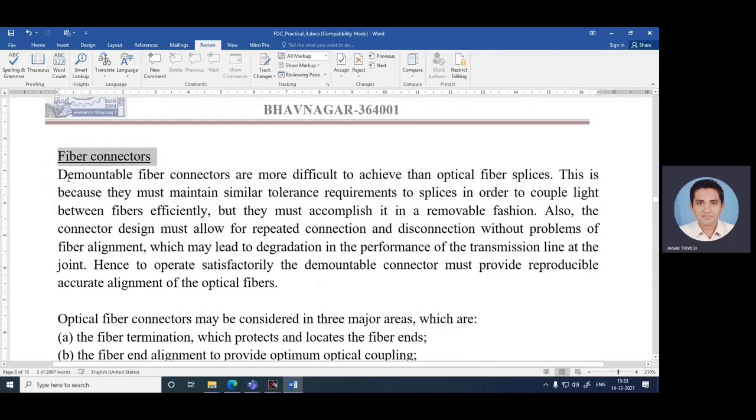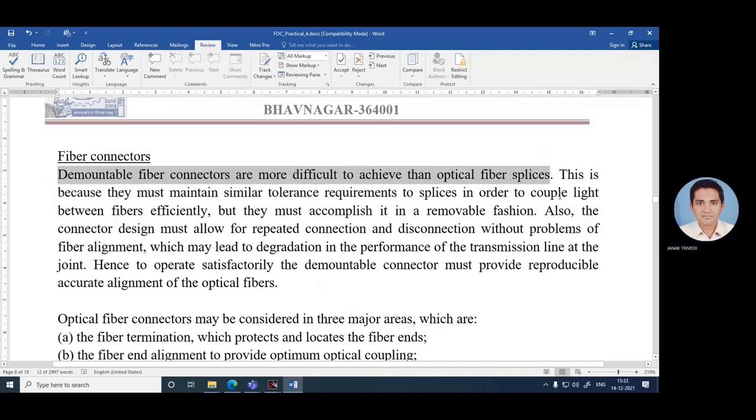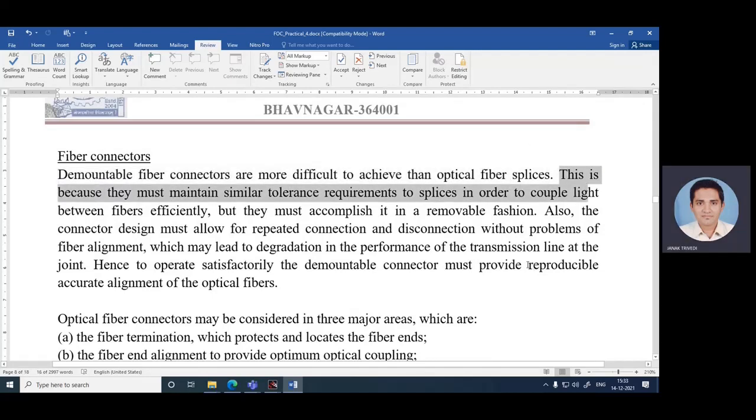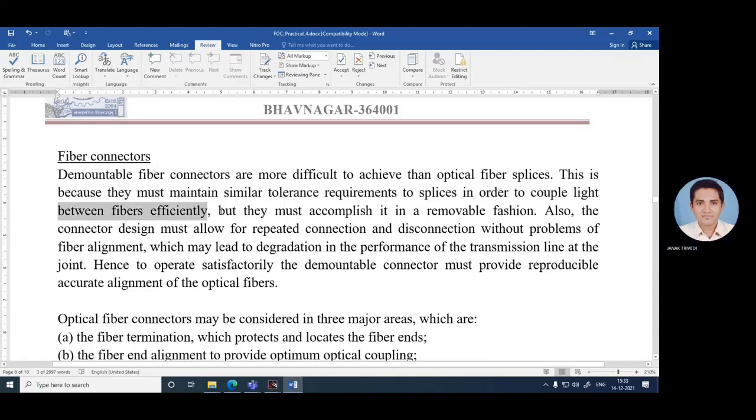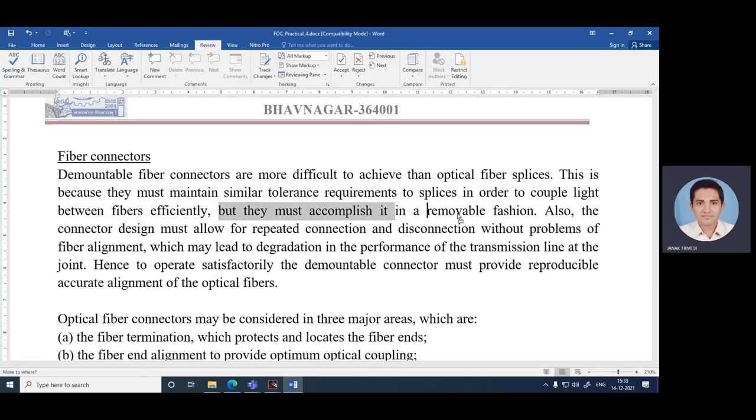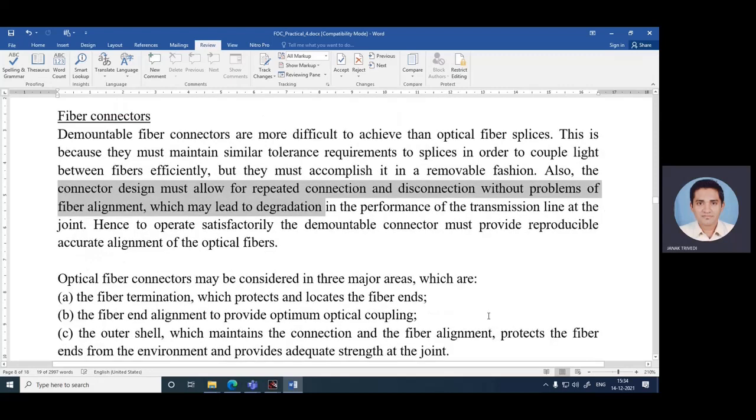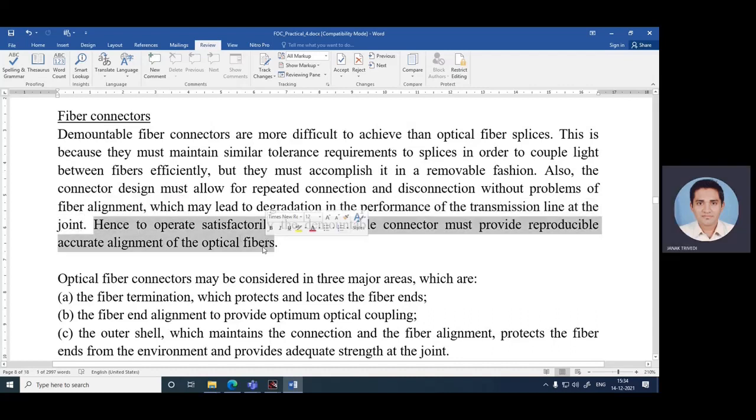Fiber connector. Demountable fiber connectors are more difficult to achieve than optical fiber splices. This is because they must maintain similar tolerance requirements to splices in order to couple light between the fibers efficiently, but they must accomplish it in a removable fashion. Also, the connector design must allow for repeated connection and disconnection without problems of fiber misalignment, which may lead to degradation in the performance of the transmission line at the joint. Hence, to operate satisfactorily, the demountable connector must provide a reproducible, accurate alignment of the optical fibers.